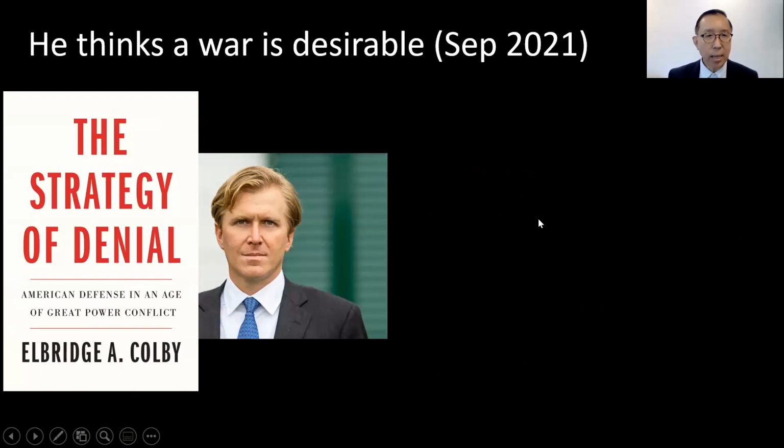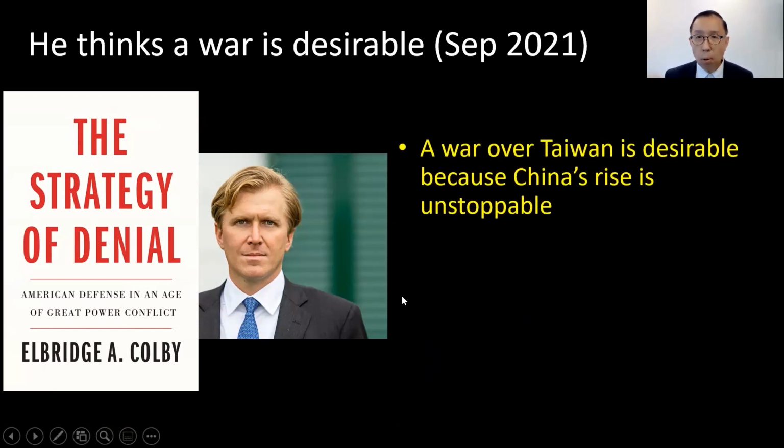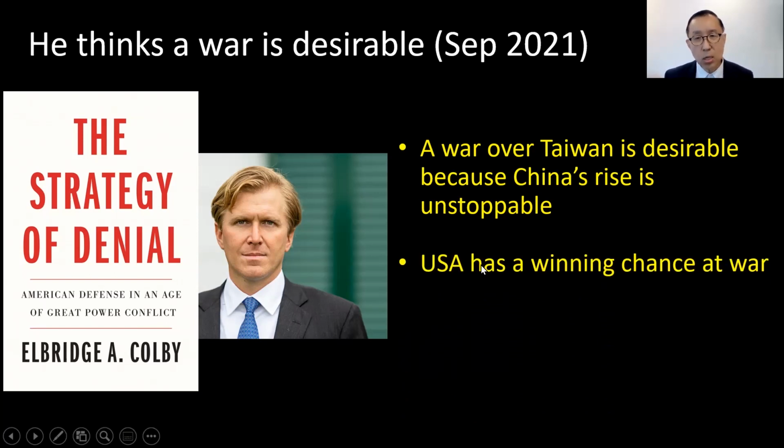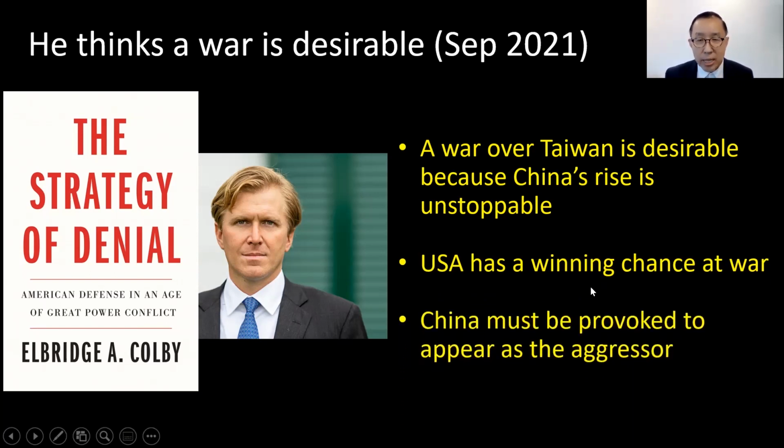Let's check another guy, Elbridge Colby. He wrote a book last September, whereby he said about the same thing. He said that a war over Taiwan is desirable because basically you cannot stop China's economic rise. He also said that if a war were to start now, the US has a winning chance. And he said the same thing about Taiwan again, that China must be provoked to appear as the aggressor. To appear as the aggressor. Doesn't that ring a bell?